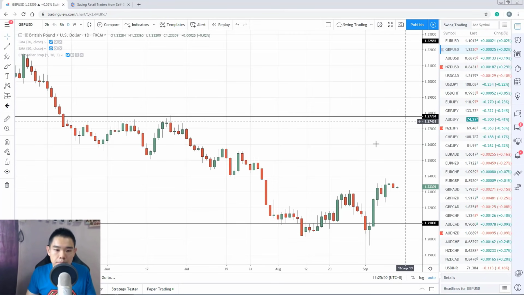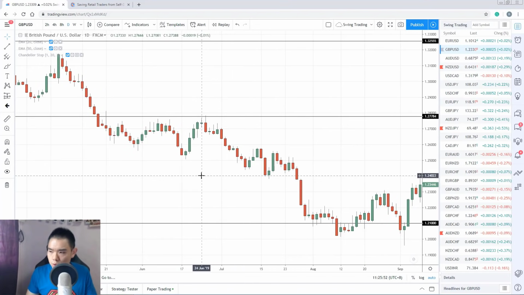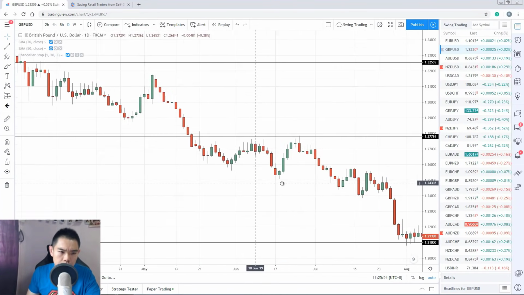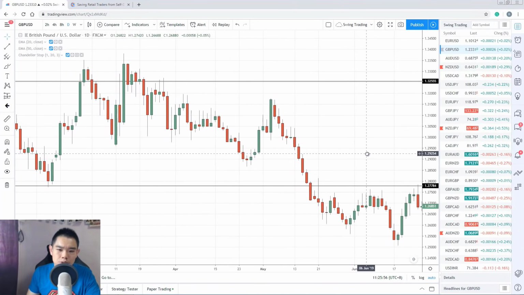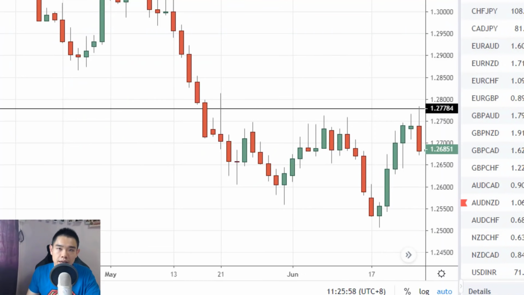Okay, one more example, pound dollar. This was the one that we spoke about earlier. It is very similar to the Aussie yen ones. I'm just going to be fast with this. You can see a strong bullish move into this area of resistance.